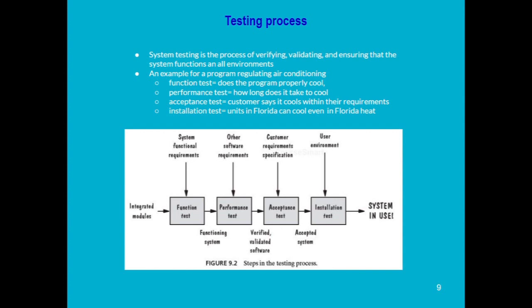The function test should check whether the system meets functional requirements. The performance test should make sure that the system performs to the standards needed by either the customer or the system designer. The acceptance test means that the customer should be able to accept the product that's given to them.